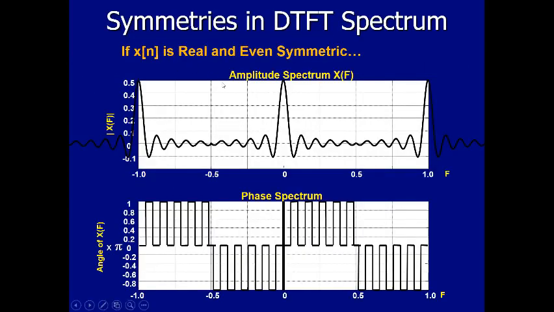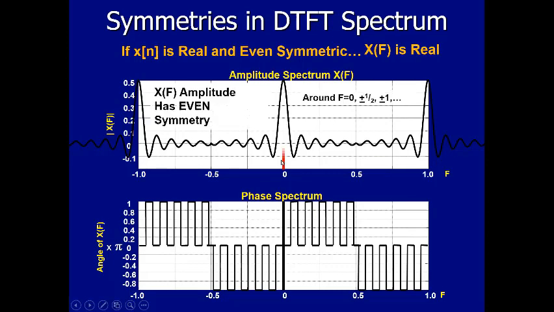So if x of n is real and even symmetric, we still have the even symmetry of the magnitude of x. But in this case, if I plot just x of f, the real discrete time Fourier transform function itself, allowing it to go negative, we would see that it is an even symmetric function, as is the magnitude and the phase.